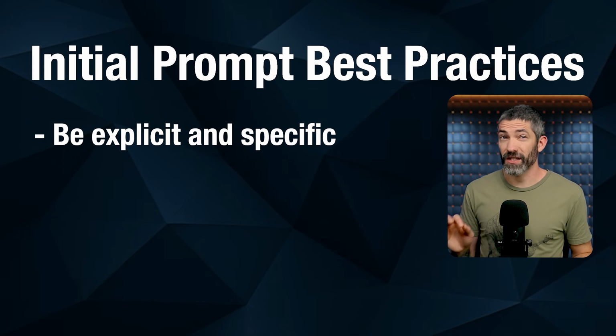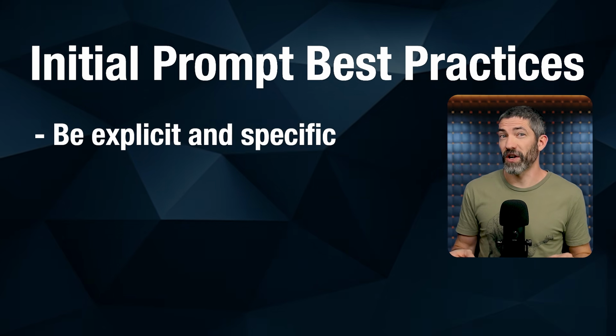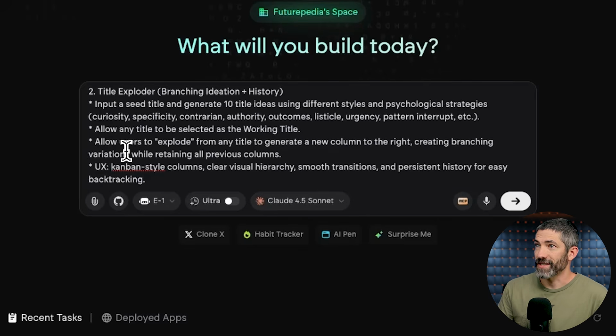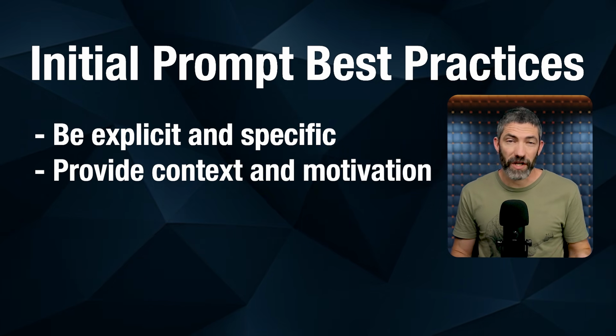But here's a few best practices I utilized here for initial prompts. So be explicit and specific. Emergent agents respond better to clear and concise instructions. Like for an example here, I explained exactly what should happen when you expand a title further. Allow users to explode from any title to generate a new column to the right, creating branching variations while retaining all previous columns.